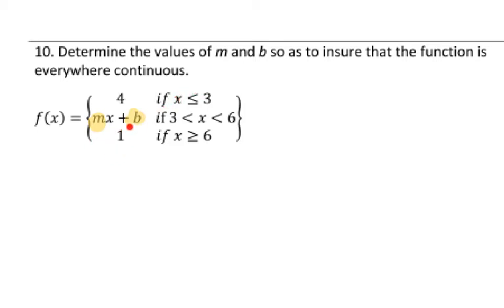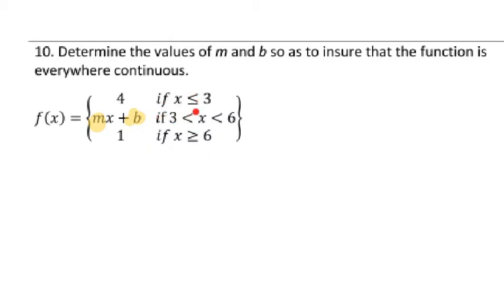The same thing happens with values greater than 6. It's always equal to 1. So we don't need to worry about values greater than 6 or values less than 3. Between 3 and 6, not a problem. It's going to be a line. mx plus b is a line. So between 3 and 6, not a problem. It's going to be continuous.